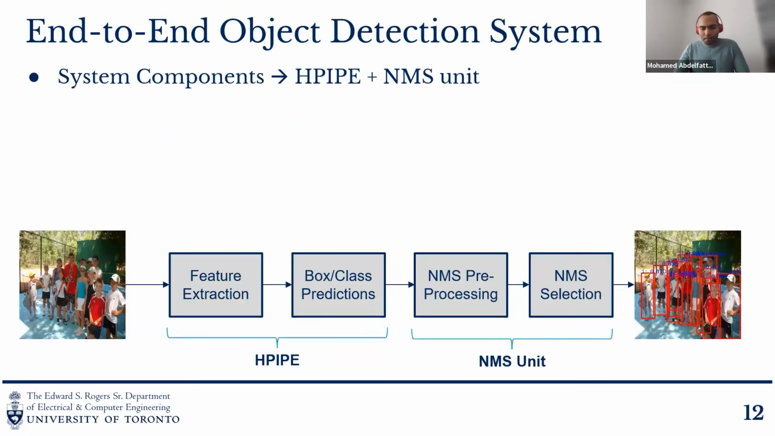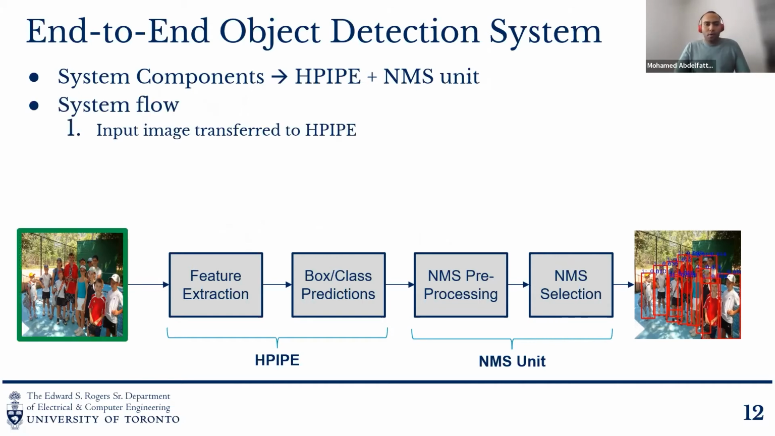So this is our end-to-end object detection system. We have two parts. We have Hpipe to accelerate the feature extraction, or the normal backbone CNN, and the box and class predictions, or the SSD convolutions. And then we collaborated with a team from Arizona State University, where they developed a hardware-friendly non-maximum suppression unit to perform the rest of the operations required for object detection. So the system flows as follows.